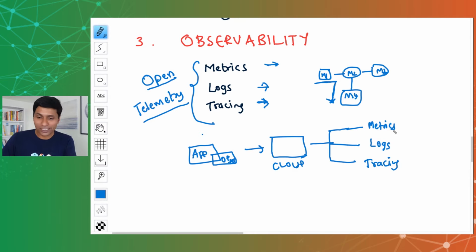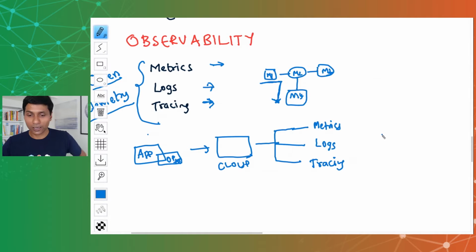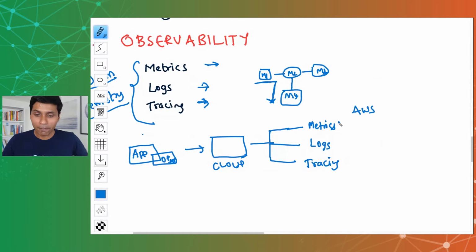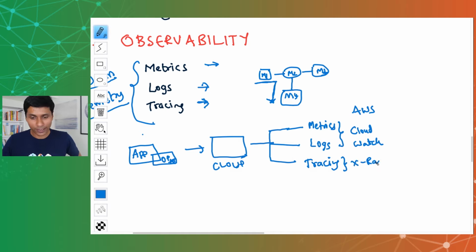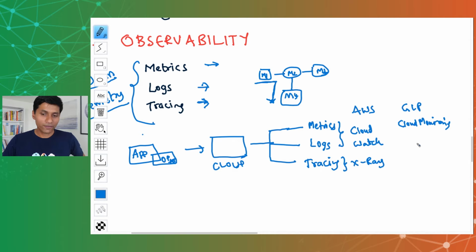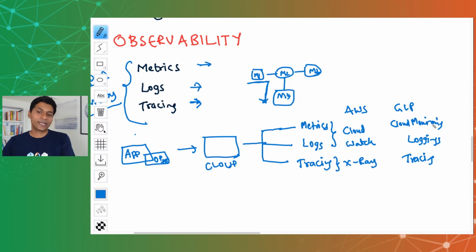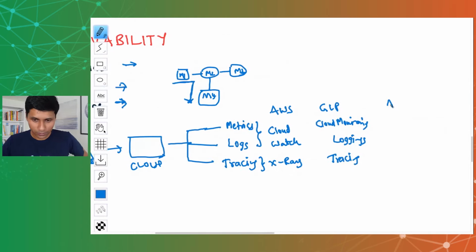Now, what are the different metrics, logs, and tracing services present in different cloud platforms? In AWS, for metrics and logs, we make use of CloudWatch. And for tracing, you make use of X-Ray. In Google Cloud, you have Cloud Monitoring for metrics, Cloud Logging for logs, and Cloud Trace for tracing. And in Azure, all these three are provided by Azure Monitor.